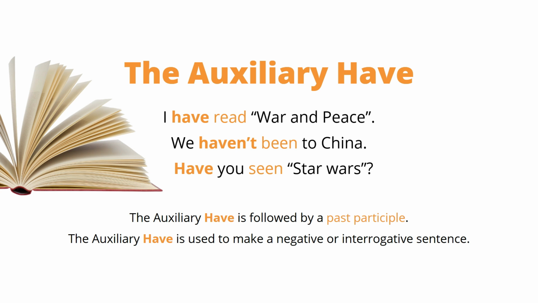So the auxiliary have is used to make negative and interrogative sentences. We do not need the auxiliary do because this have is an auxiliary, so it can be made negative and we can use it to make the question. So when you have the auxiliary have, it is part of a present perfect sentence and it requires a past participle of the main verb.